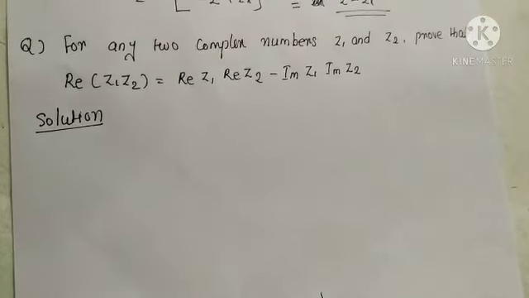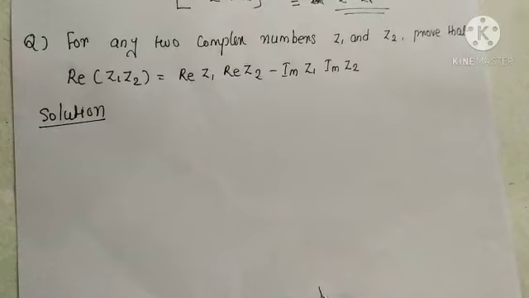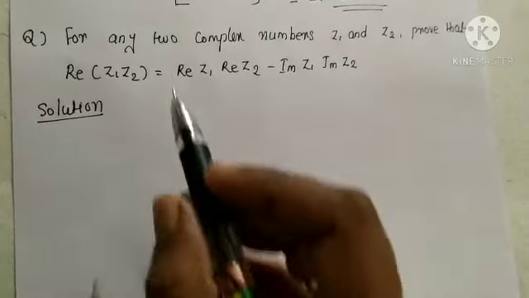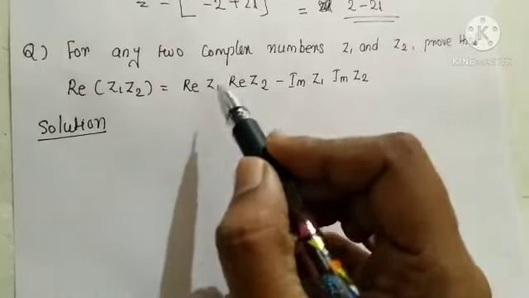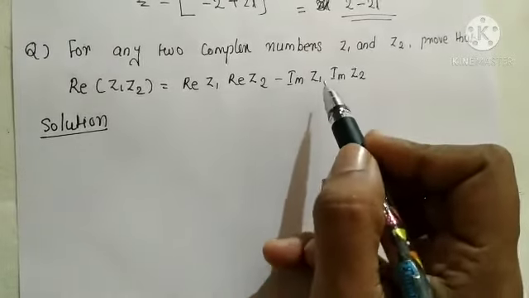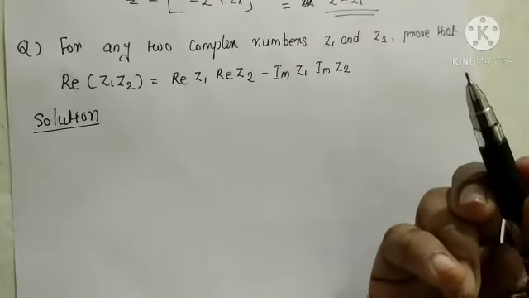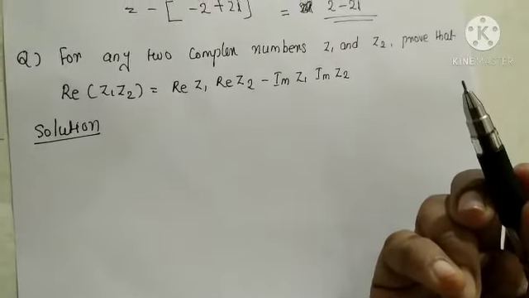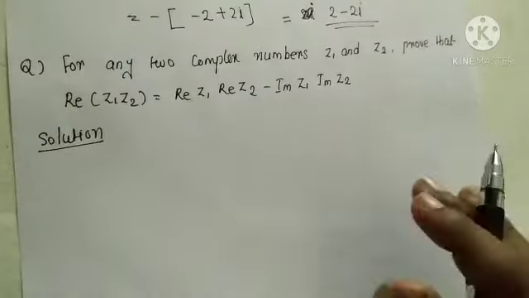In this question, for any two complex numbers z1 and z2, prove that the real part of z1 z2 is equal to the real part of z1 into the real part of z2 minus the imaginary part of z1 into the imaginary part of z2. Okay, so let's start the solution of this question.